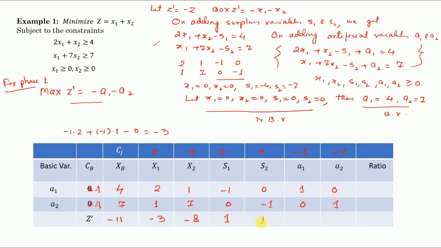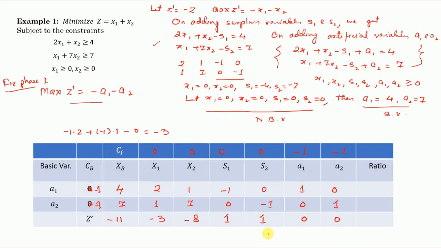Again this is plus 1, and this one, look at this, is minus 1 minus 1, this is 0, and again this is 0. So these are the values of zj minus cj.